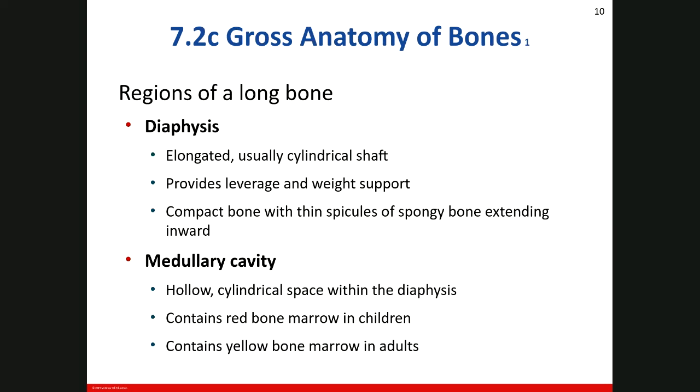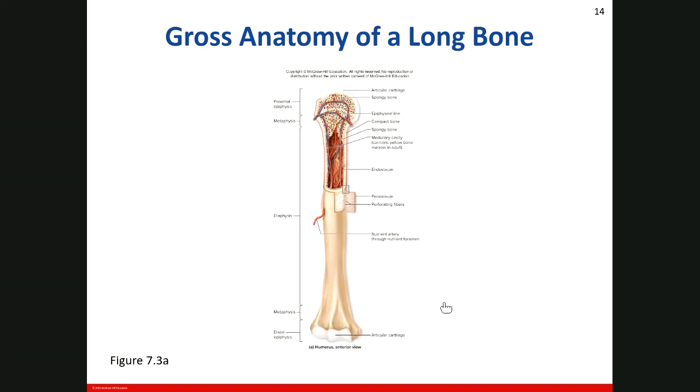Now I want to talk about the anatomy of the bone, the gross anatomy of the bone. And I want to talk about this gross anatomy in the picture which I have here. If you look at this picture, you can see the anatomy of the bone. And our bone is made up of different regions.